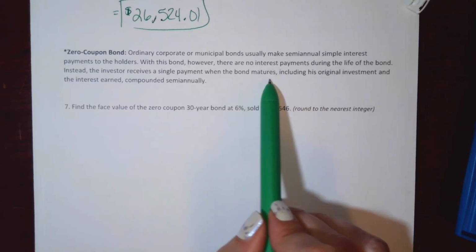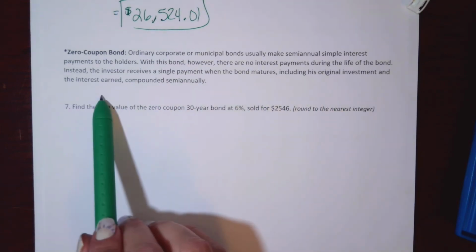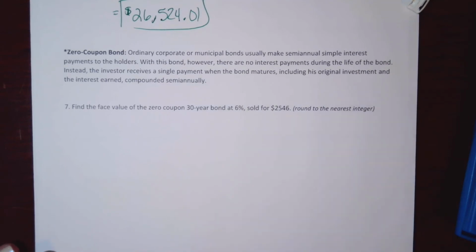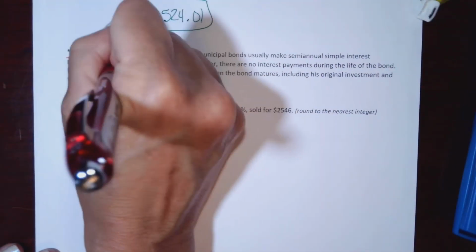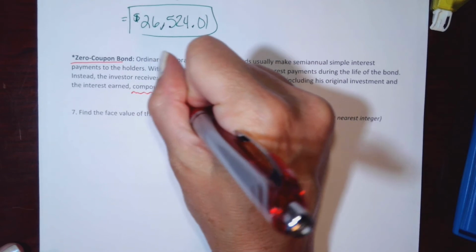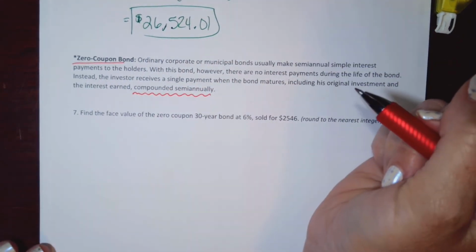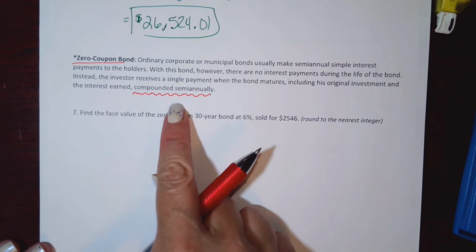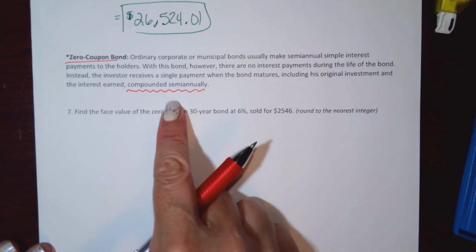When the bond matures, you get your original investment plus the interest earned that was compounded semi-annually. So that's the thing that you need to remember about a zero coupon bond, is that interest is compounded semi-annually. When it says zero coupon bond, it won't tell you this bit. You've got to know this. You've got to remember this.